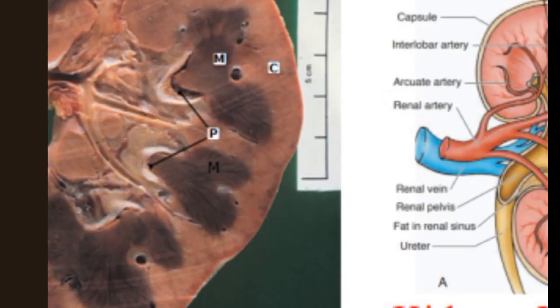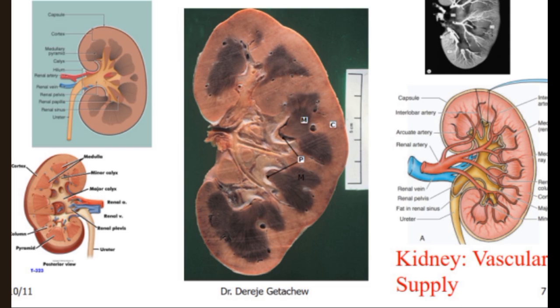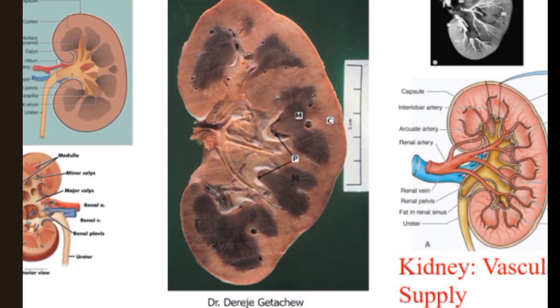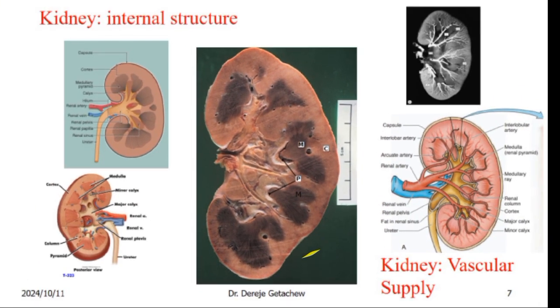This also represents the vascular supply to the kidney. The kidney is supplied by the renal artery, which arises from the abdominal aorta at the level of L1 and divides into different segmental arteries that are then divided into interlobar arteries, then arcuate arteries, and interlobular arteries to supply the cortex.